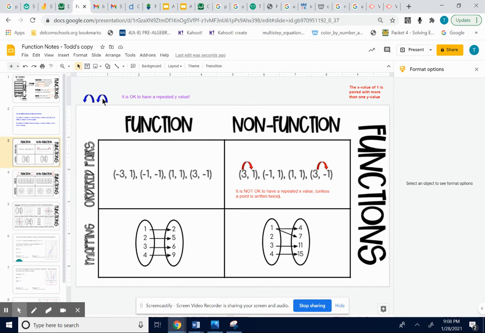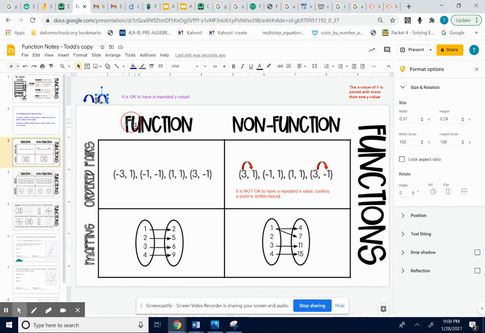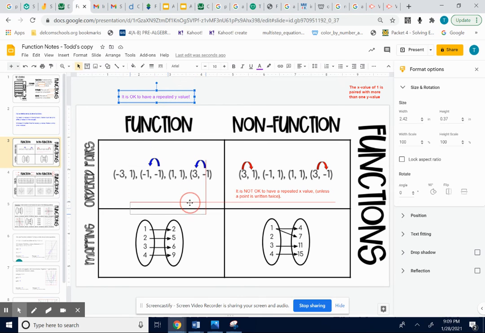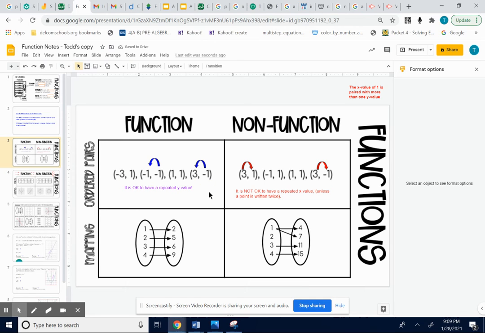Now be careful, the other doesn't matter. Look over here in the problem we looked at before. See how the y value of -1 is paired with two different numbers? That's okay. No one cares if a y value is paired with more than one x value. It's perfectly okay to have a repeated y value, but it's not okay to have a repeated x value. And again, unless they just try to trick you and write the same exact point more than once.